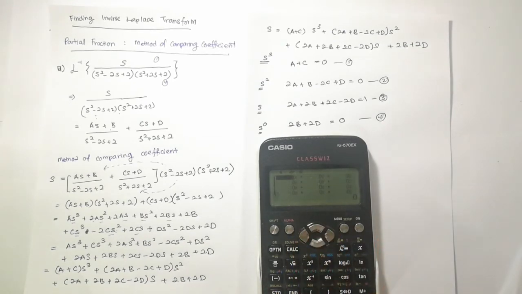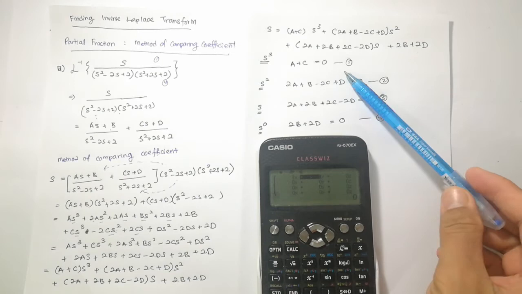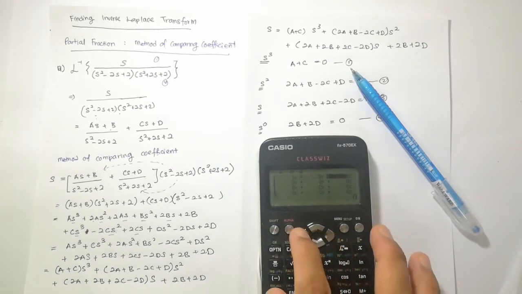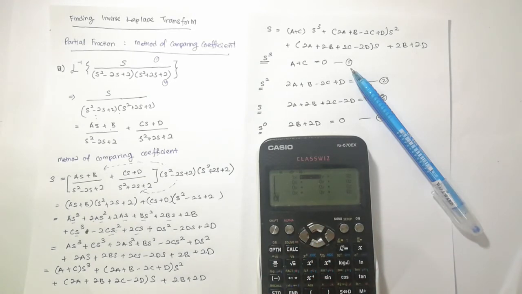So we have A equal to 1 for the first equation over here. So A equal to 1, so B will be equal to 0. And then C will be equal to 1, and after that, T will be equal to 0, and then this will be equal to 0.